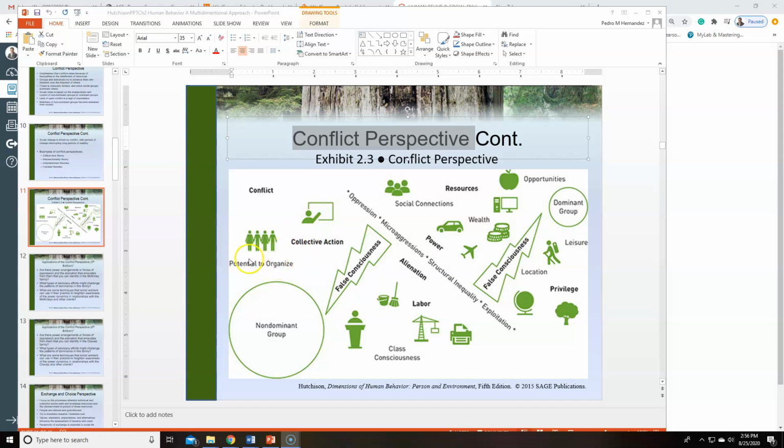We can argue that our unions, which are all being attacked recently due to our current administration, because they defend the rights of employees. We have the dominant group on one side and the non-dominant group, which obviously you see how the dominant group is less people and the non-dominant group is more people.